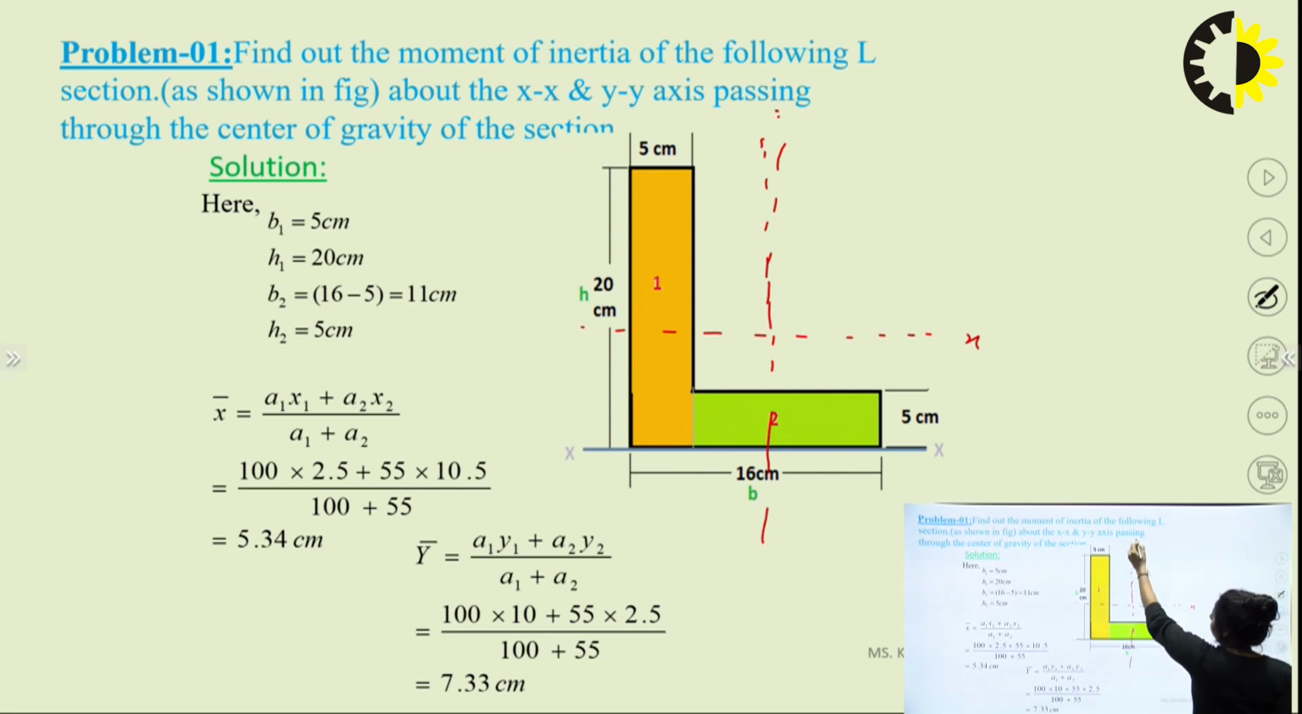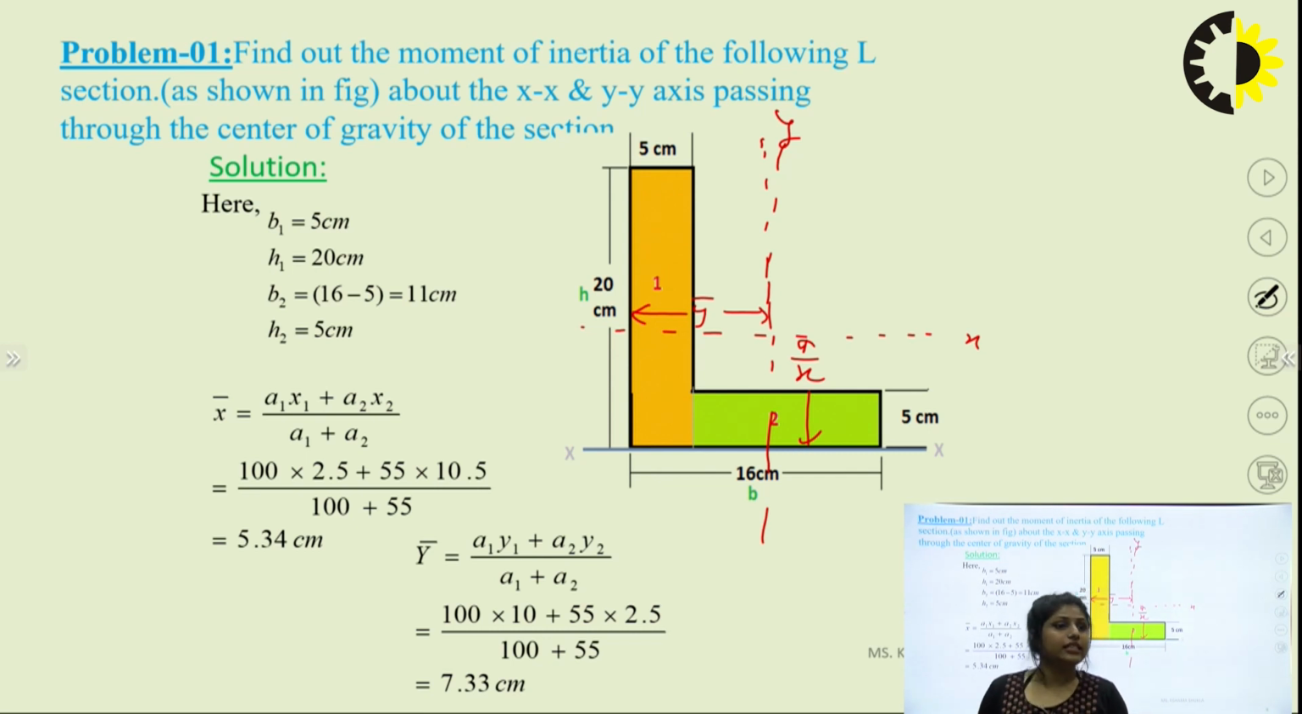This is y. The value of that x bar, if I find it from the extreme bottom, and if I find it from the extreme left, this is something y bar. I assume it. You can easily find out the centroid of the section. In our previous lecture, we defined it properly. So I think you are able to find the centroid of any section.